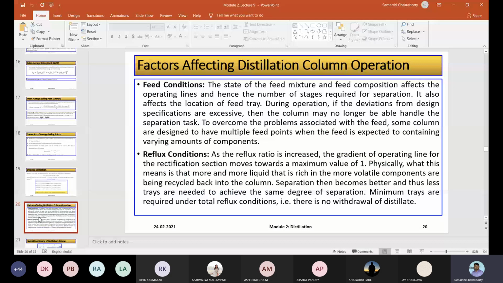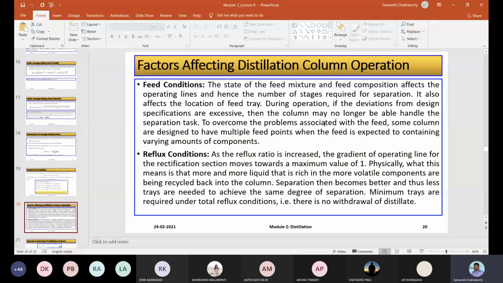So, factors that affect distillation column operation. The first point is the feed condition. The state of the feed mixture and the feed composition affect the operating lines, and hence the number of stages required for separation. It also affects the location of the feed tray during the operation. If the deviation from the design specification is excessive, the column may no longer be able to handle the separation task.